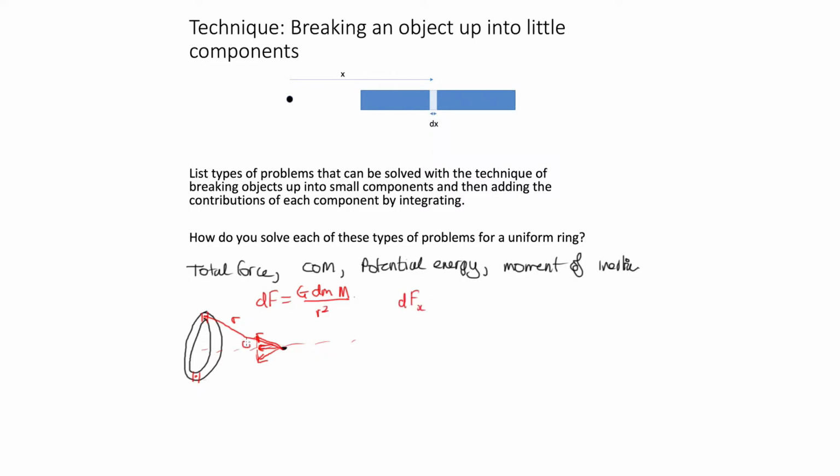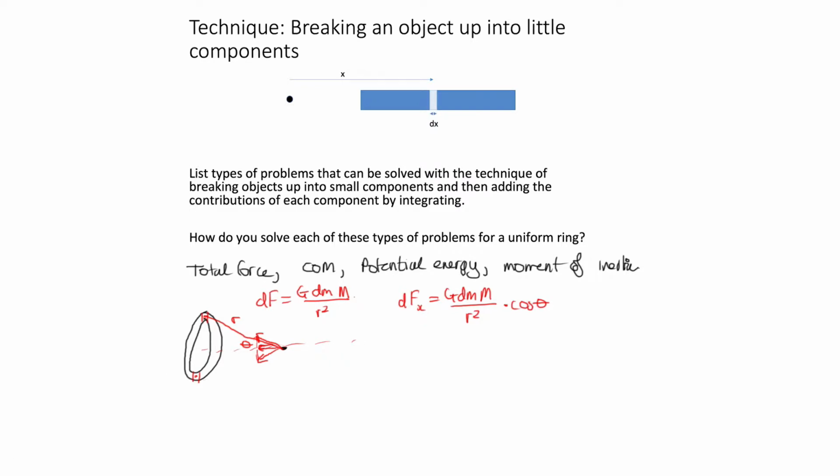Then we'd just work out the horizontal component, so dFx, and if this was theta in here, this would be equal to G dm m over r squared times cos theta. And then what we'd want to do would be to integrate over the whole ring. When we integrate over the whole ring, we'd just end up summing up all the dm's, so we'd end up with the total mass of the ring.